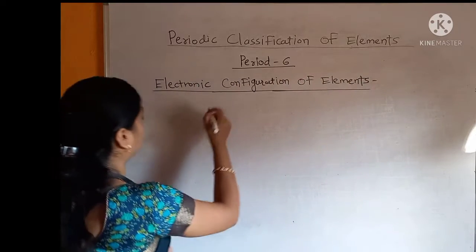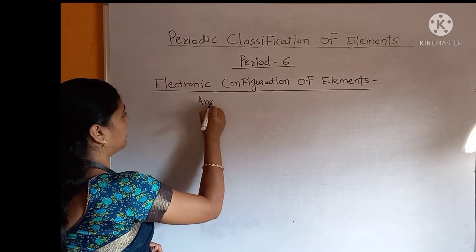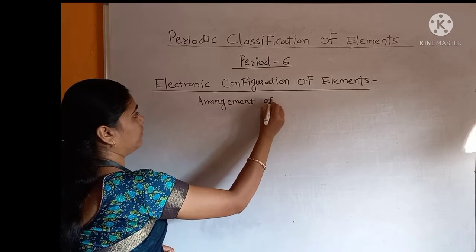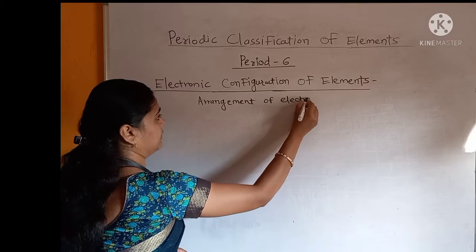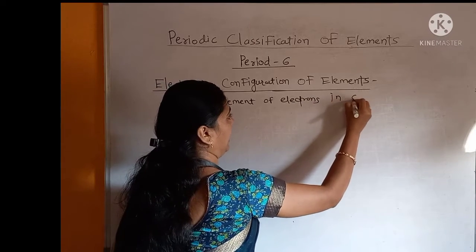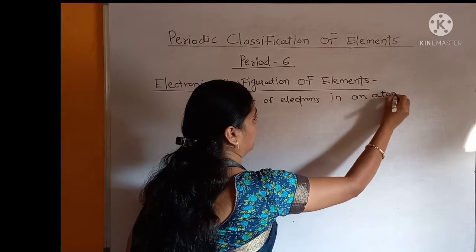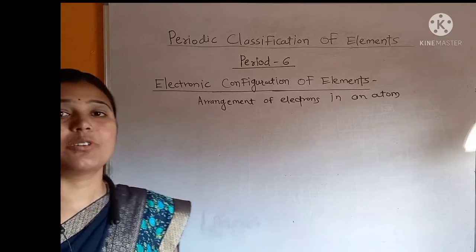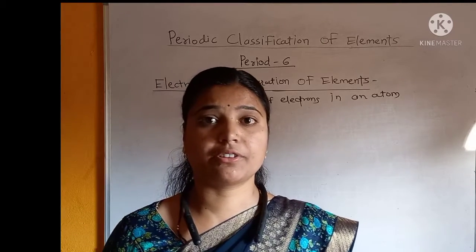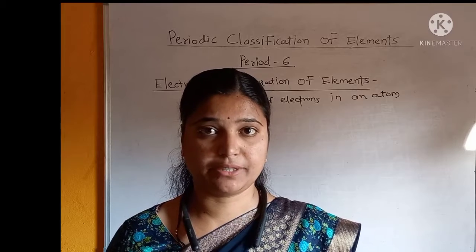Electronic configuration means arrangement of electrons in the atom. So today we discuss the electronic configuration of different elements.